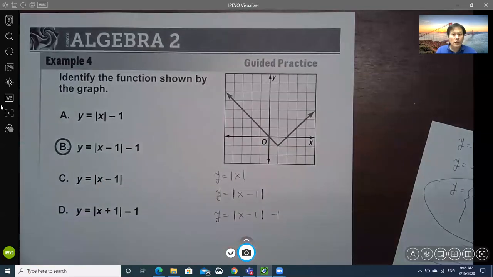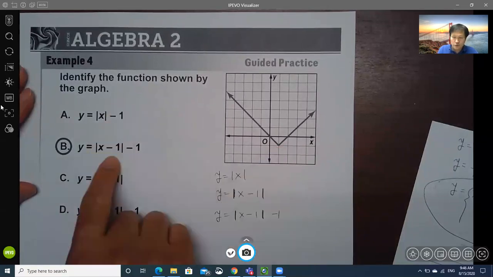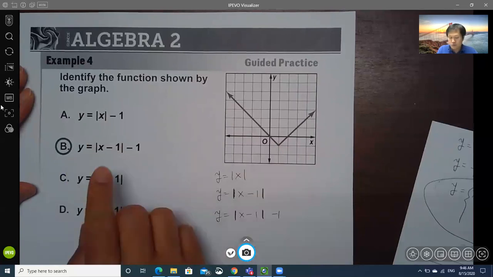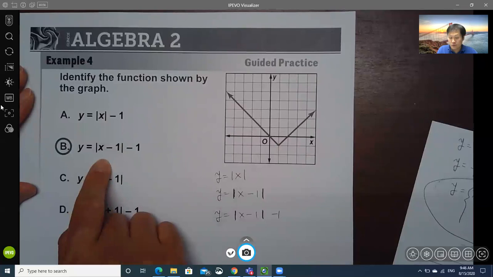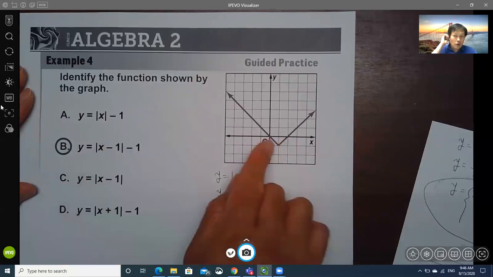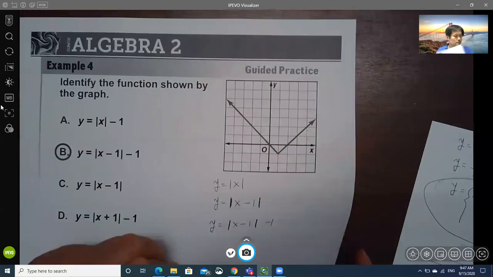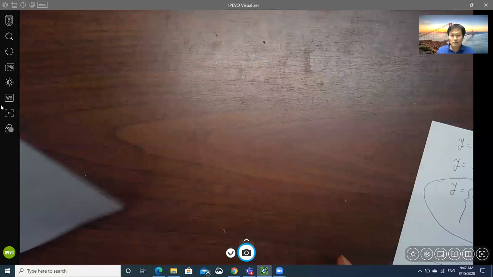If a calculator is available, you could have graphed this and compared. You could have graphed this using a calculator, compare. Then once you get to B for this question, you will see that should be the correct one. But my question is, can you do it without a graphing calculator? Okay, that was all.